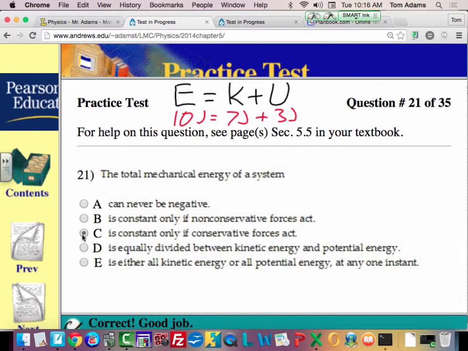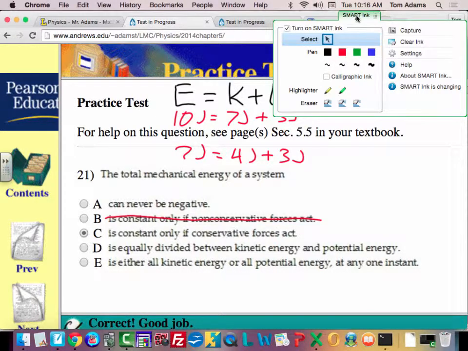This would be like 7 joules, and it'd be like 4 joules plus 3 or whatever. And we would lose 3 joules to non-conservative forces. So it can never be constant, ever, if there are non-conservative forces like friction, okay? Mechanical waves like sound, stuff like that.